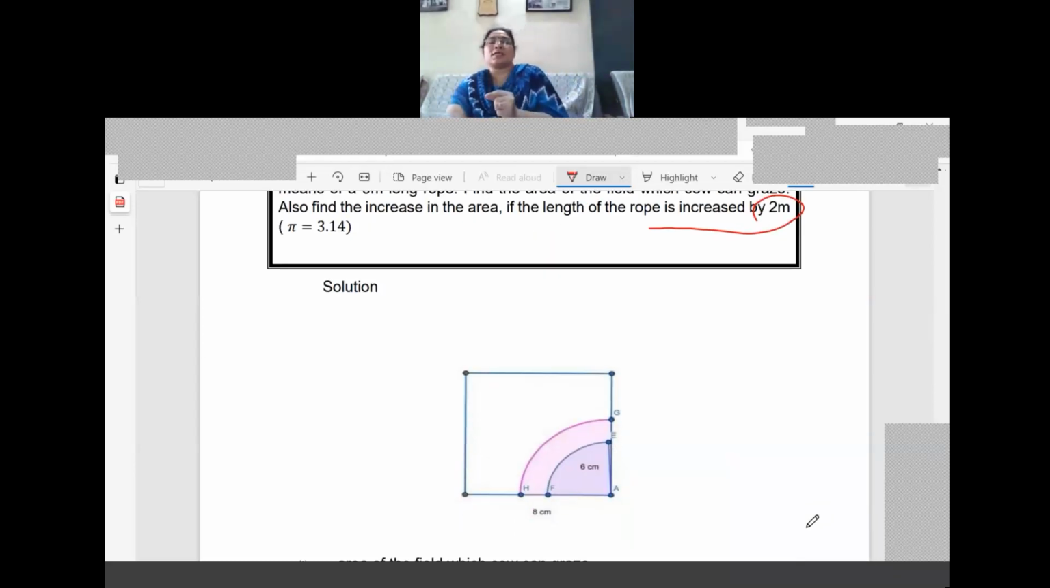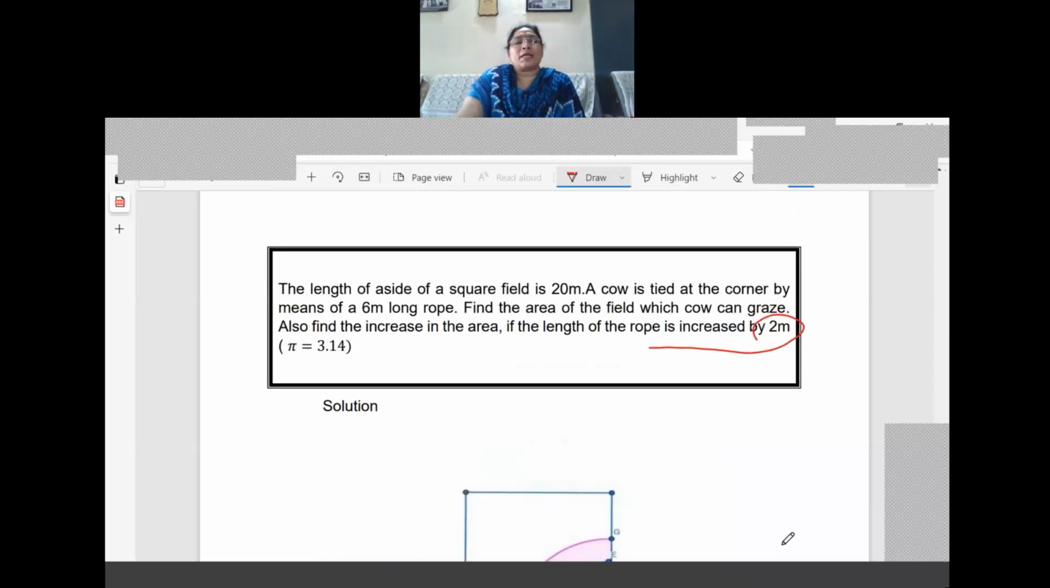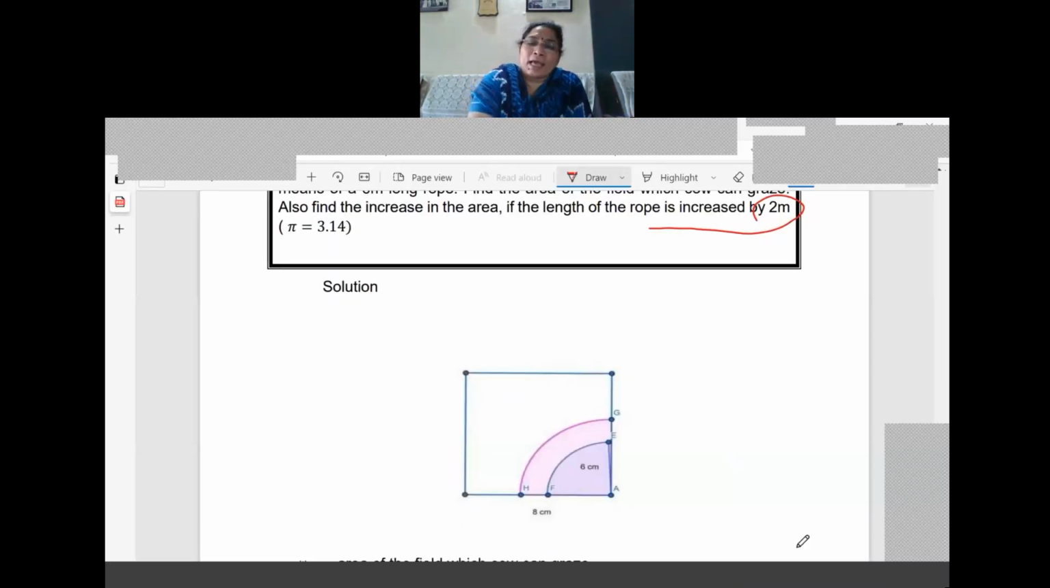So two sectors we are getting. The first sector is with the radius 6 centimeter and the second sector with the radius equal to 8 centimeter only. Now as you know that it is a square, so the central angle is equal to 90 degree only, right? So theta equal to 90 degree. Two radius are there. R1 as 6 centimeter, you can take R2 as 8 centimeter.